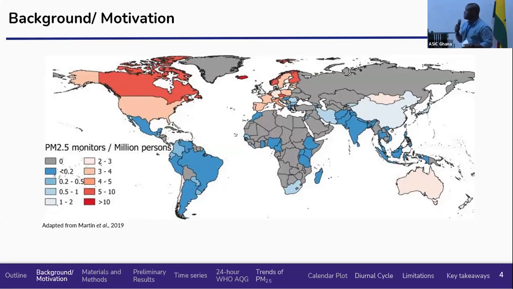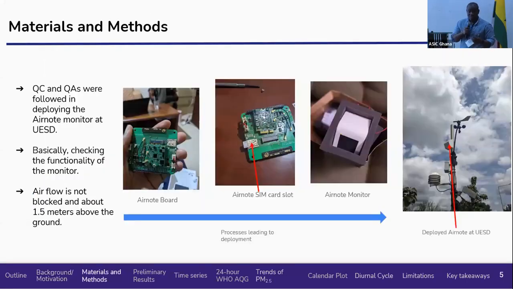Next slide, please. Well, as I said earlier, we just recently received an air sensor, the AirNote sensor. The figure on my far left shows the circuit board and the SIM card section where the card is slotted. And then we mount it in the case, and the figure on my far right shows where we installed the sensor on the university campus.